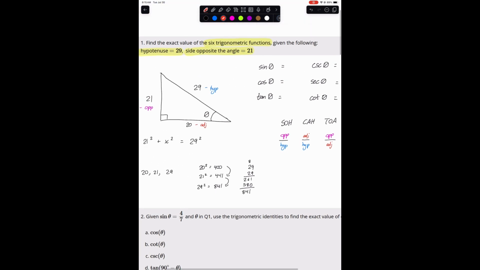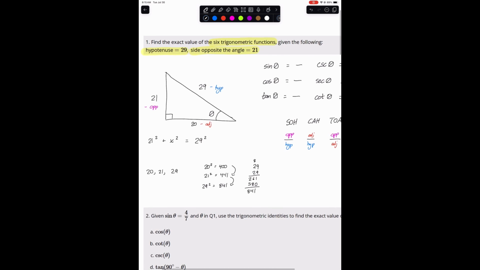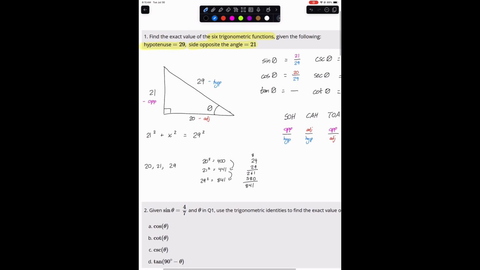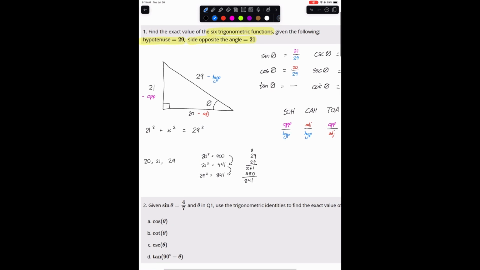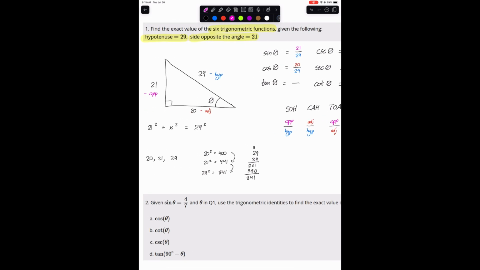Okay, that means for sine, let me do fraction bars. For sine, we'll have 21 over 29. For cosine, we will have 20 over 29. For tangent, we will have 21 over 20.